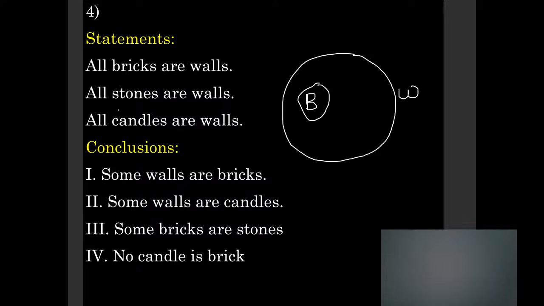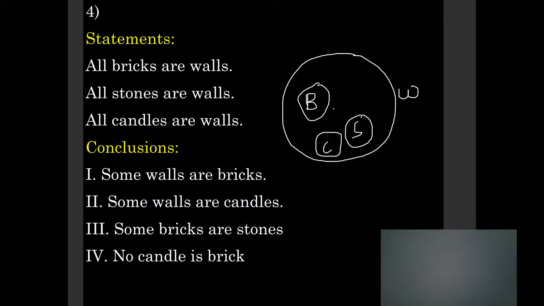Next, all stones are walls. So you should take the stone circle inside the wall circle only. Again, we are taking a minimum intersection diagram, so we should not intersect bricks and stones. Next, all candles are walls. Again you can take candles separately, but all candles should be inside the wall circle only. So this is the minimum possible intersection diagram.